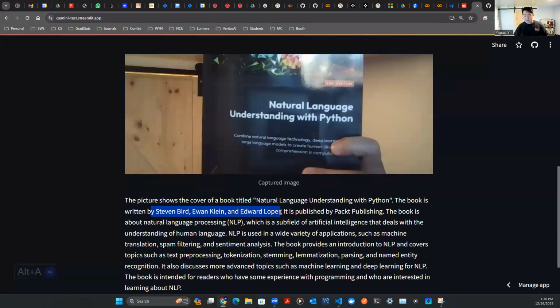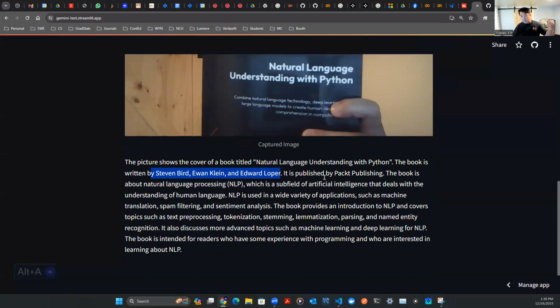But what's happening here is it might be looking at a couple of other examples related to natural language understanding with Python, where these three names show up. But I can show you guys that the author is actually Deborah. It's not any of these three people. So this is an example of what I would call hallucination. Then let's keep reading. It's published by Packt Publishing. That's correct. The book is about natural language processing, NLP. That's correct. And then there's something explaining what that is. Sure, that all sounds correct to me. And then there's a little bit more paragraph explaining what natural language understanding is. So I think all of this sounds great.